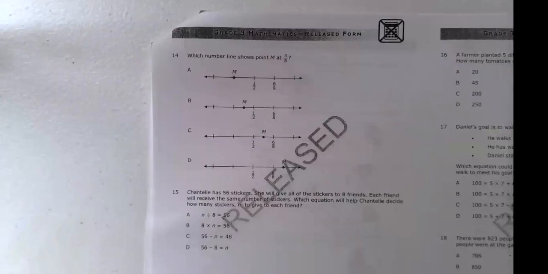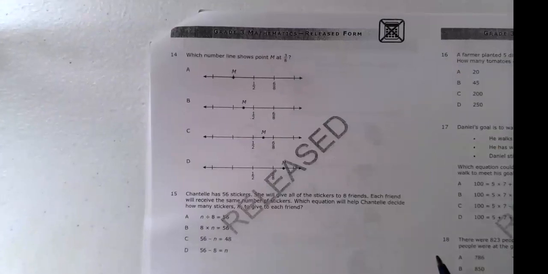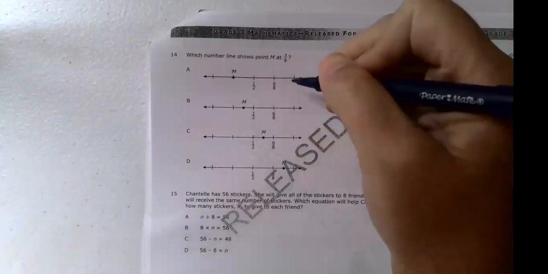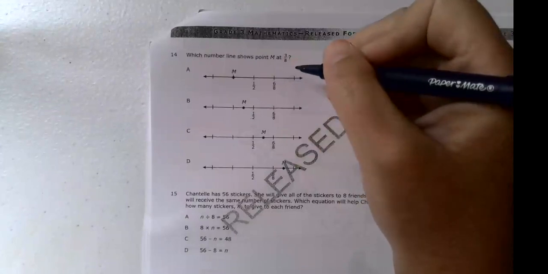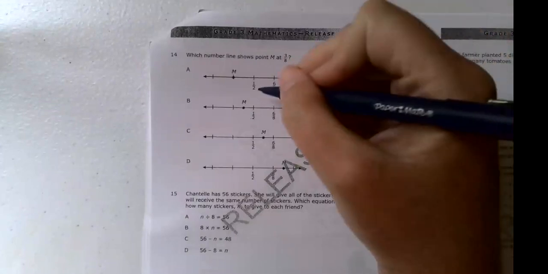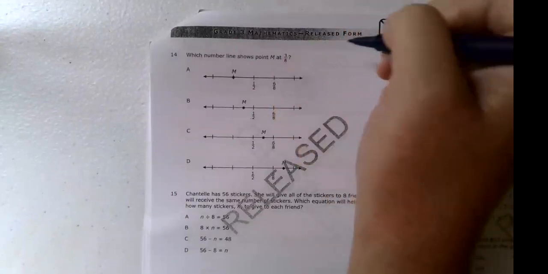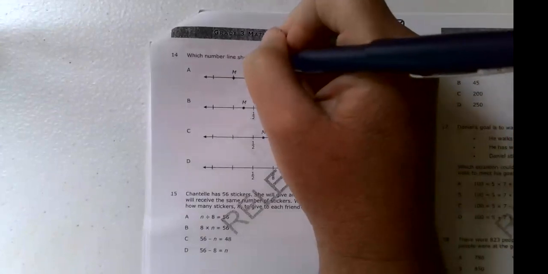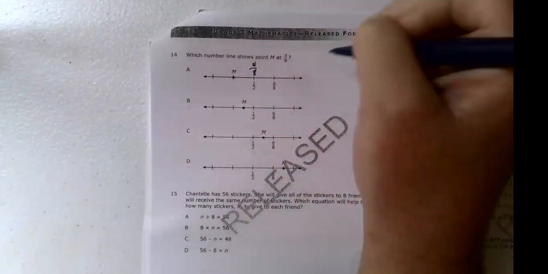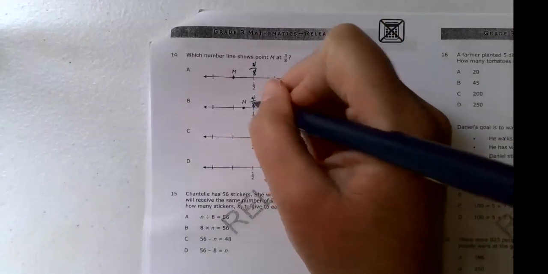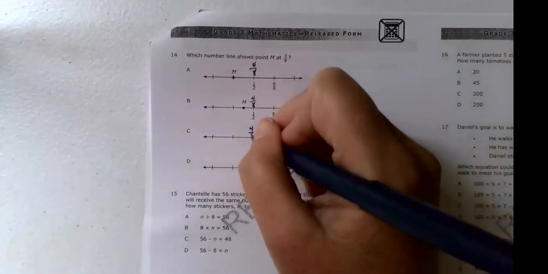Which number line shows point M at 3/8? So a good strategy to remember is to always think about what fractions are equivalent to half. So if we're talking about eighths, this says 1/2, but how many eighths is that equivalent to? Well, if you're thinking 4 is half of 8, or 4/8, you're exactly right. So a good strategy is to go ahead and label all of these halves 4/8.